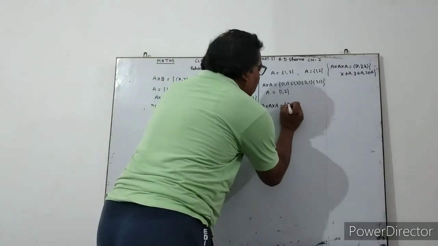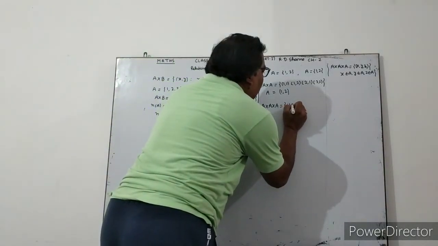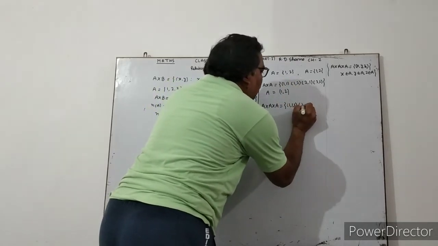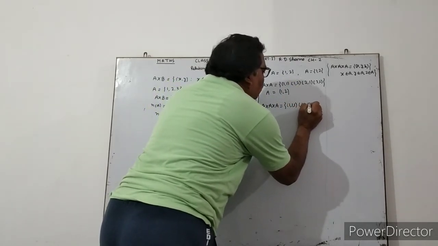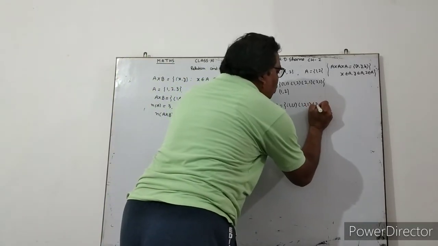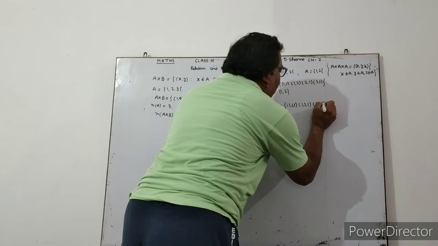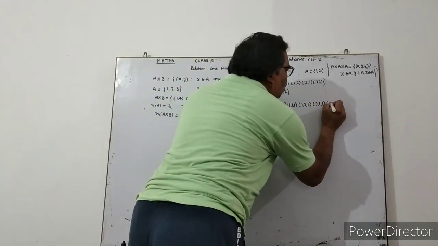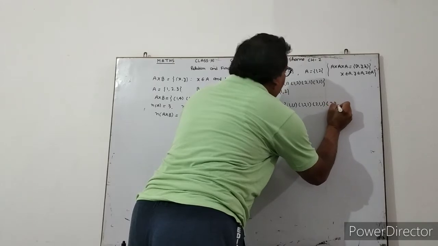Now this is the 1, 1, 1. Then what will we do with this? 1, 2, 1. Then what will we do? 2, 1, 1. Then what will we do? 2, 2, 1.